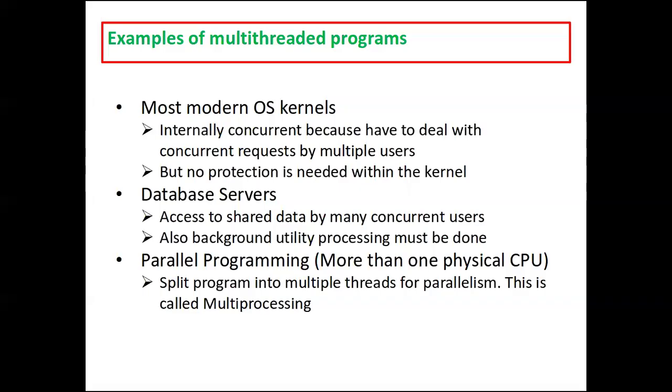Now, if I take the example of a database server, database servers use multi-threading. They provide access to shared data by many concurrent users. Many users request data at the same time, and the system must handle all these requests. Background utility processing, like maintenance and internal processing, must also be done, and these run along with the user requests.